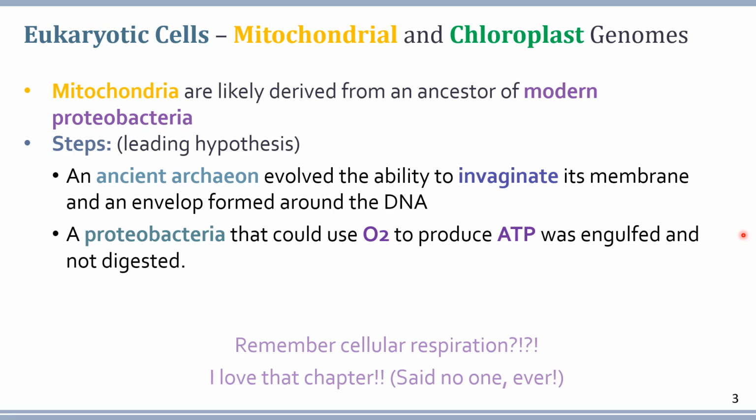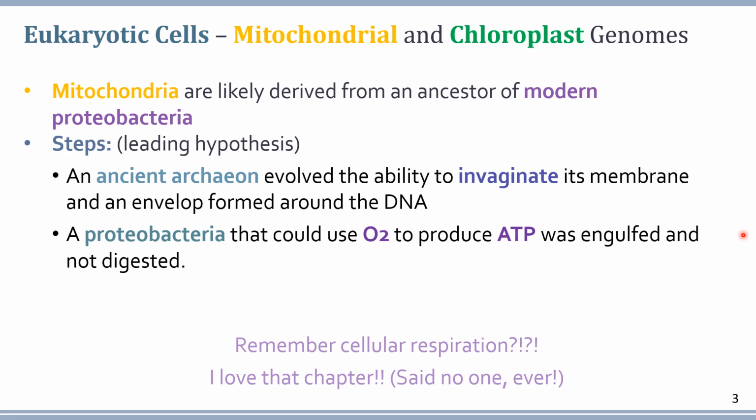So the endosymbiont theory says that an ancient archaea, because our nuclear DNA is similar to archaeal DNA, evolved the ability to invaginate or pinch in its membrane, and that membrane eventually formed an envelope around the DNA. And then from there, the endomembrane system would have evolved. So your rough ER, your Golgi apparatus, your vesicles, etc. Then this archaea cell that already has this membrane-bound DNA would have engulfed this proteobacteria.